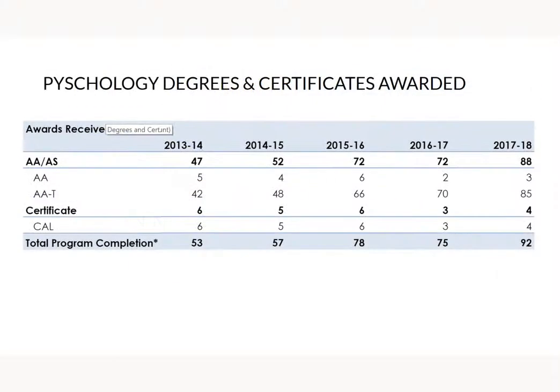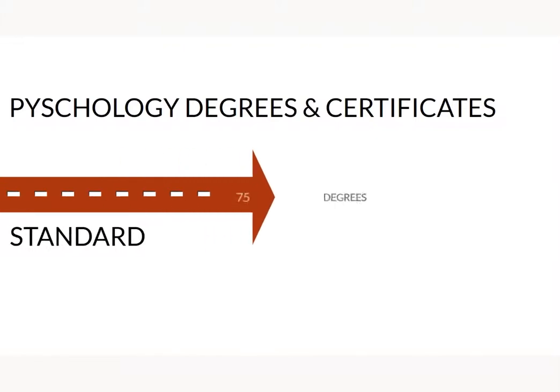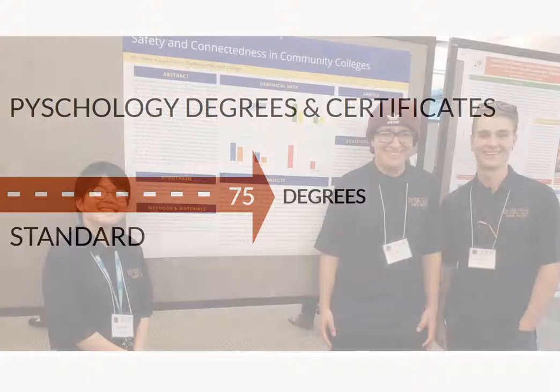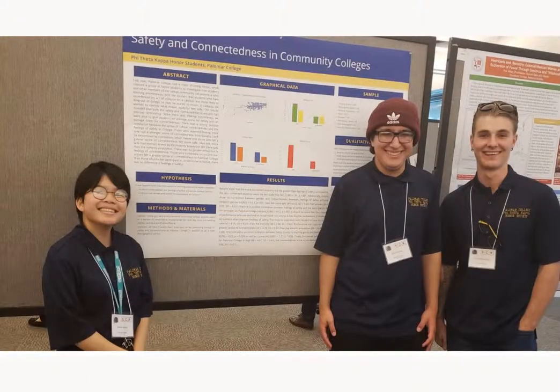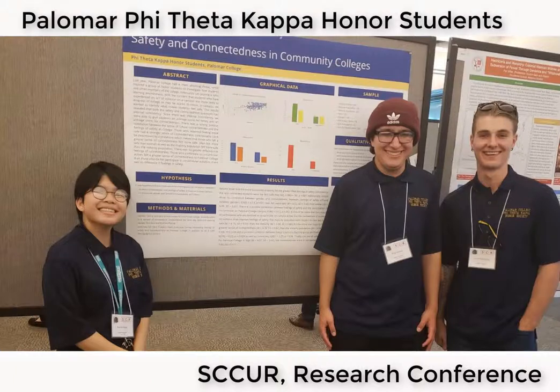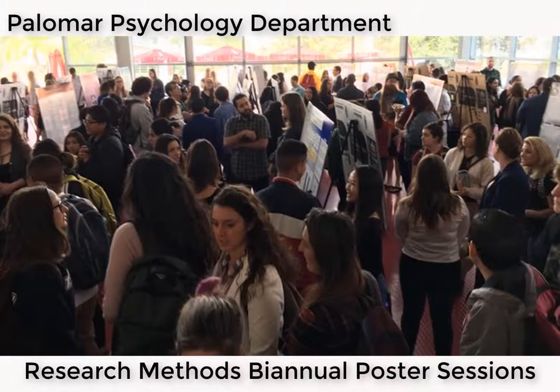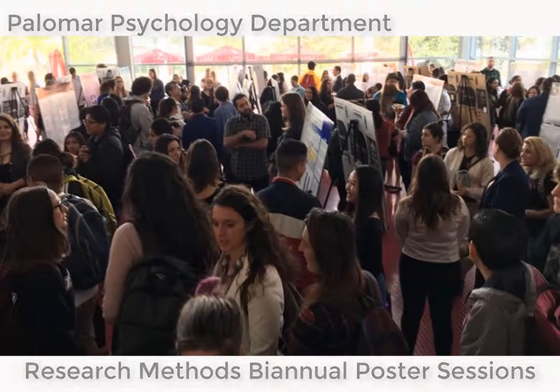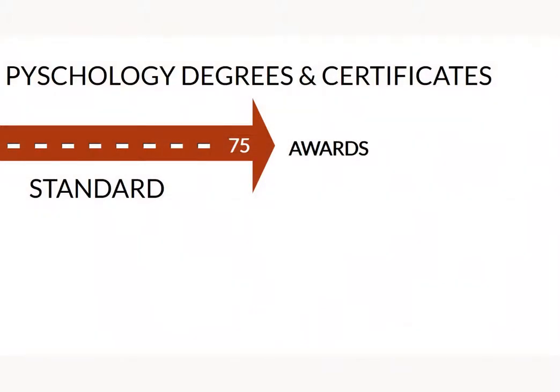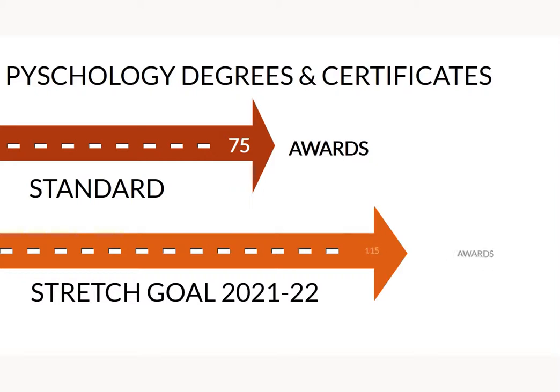Considering their trend data and assuming interest in the psychology ADT continues, they may determine that a program level standard would be 75 degrees. Moving forward, the psychology faculty may have set up additional strategies for increasing the number of psychology associate degrees for transfer, such as implementing a program where students gain research experience in the field. They may also be posting their program maps with supports online and/or integrating career advising. Based on increased enrollments and a clear demand for the associate degree and transfer, the department then may set a stretch goal of 115 awards by 2021-2022.